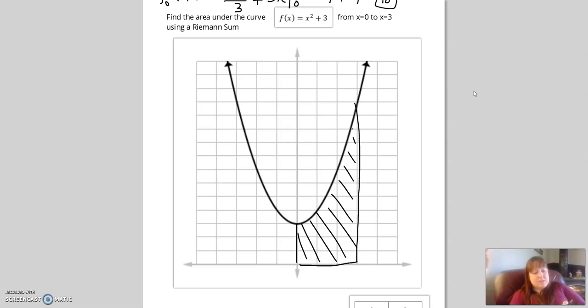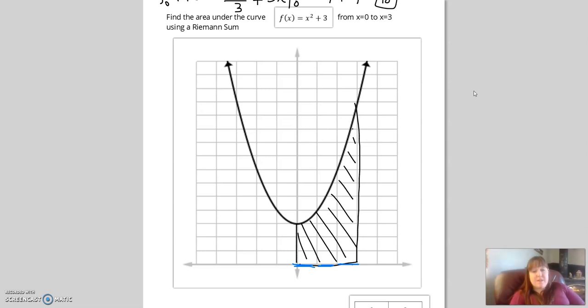So first, let's draw some rectangles. We're going to do what's called a right-hand Riemann sum. I guess I'll just show you. What we're going to do is draw 3 rectangles, and we're going to try to figure out what the area under the curve is using those 3 rectangles. So if we drew 3 even rectangles, they would have a width right here of 1, and then another would have a width of 1, and the other would have a width of 1, right? Okay, so these are our 3 rectangles.